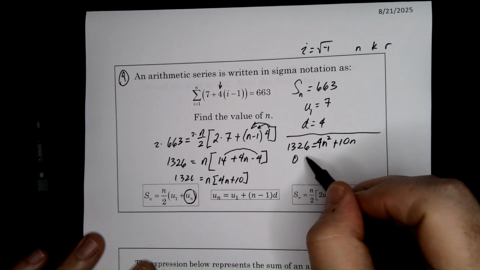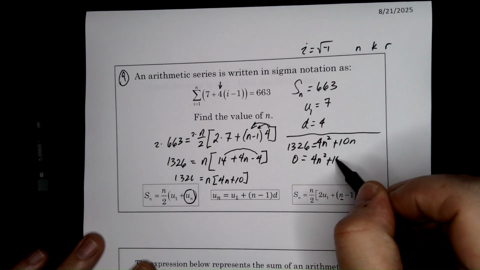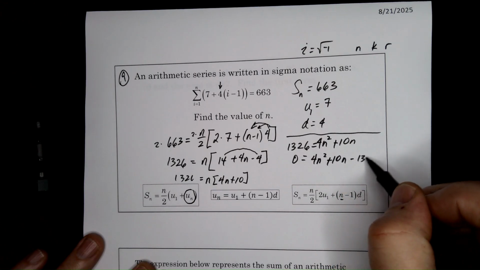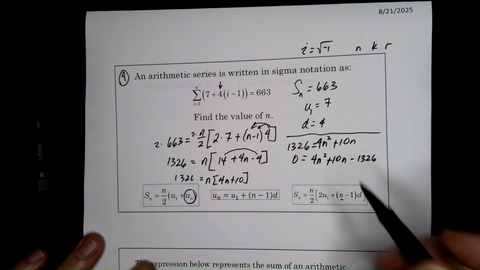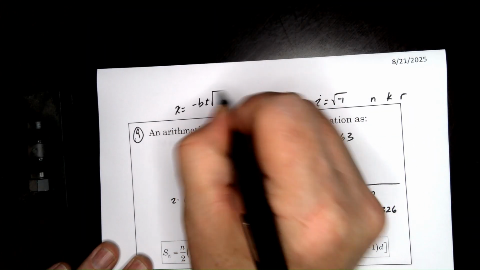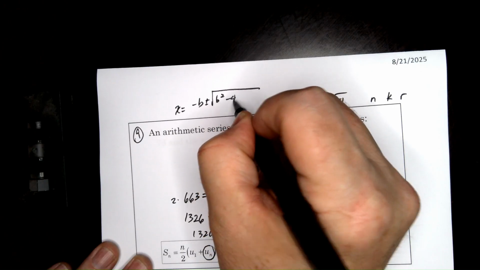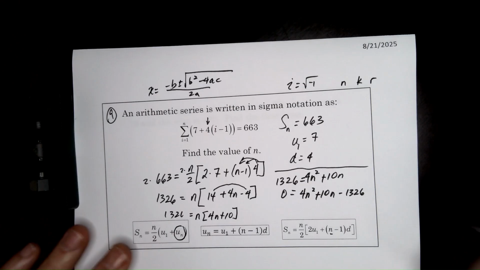And then when we move the 1326 over, we're going to get 4n squared plus 10n minus 1326. It's quadratic. I tried it already. It's not factorable. We're going to have to use the quadratic formula. You know that hotness, right? x equals negative b plus or minus the square root of b squared minus 4ac, all over 2a. We're going to have to use that to solve this.